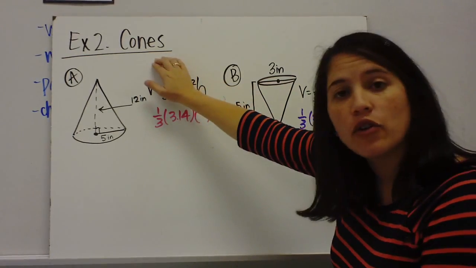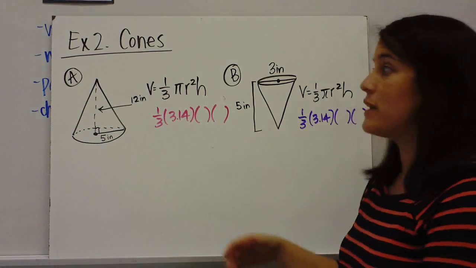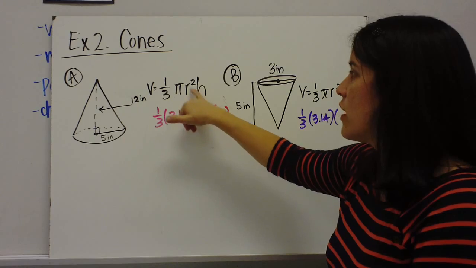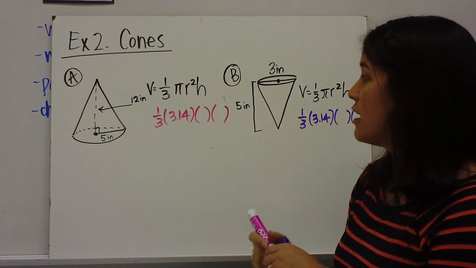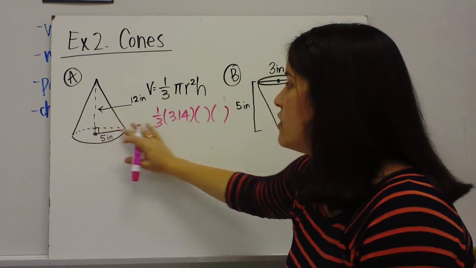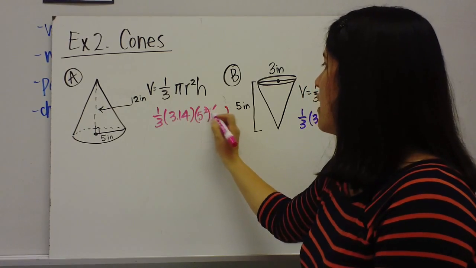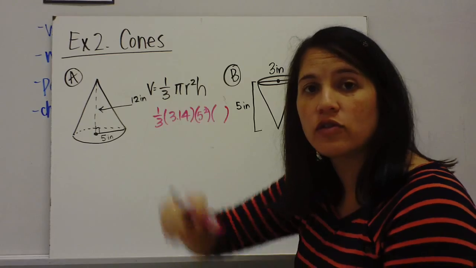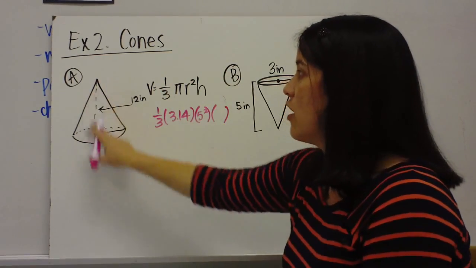Alright, example 2, let's go over cones. Cones, again, are a third of a cylinder. So the formula is basically the same. You have a third pi r squared h. So I brought down a third and pi. So now let's talk about the radius. In example A, the radius is 5. It's half of the circle. So 5 squared. The height of the cone has to go from the center of the circle to the top of the cone. Not the slant height, but the height of the cone, and that would be 12.